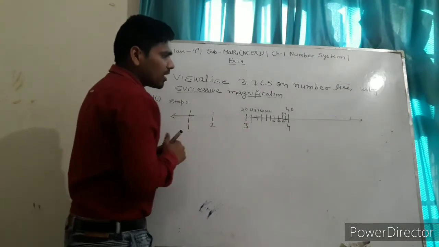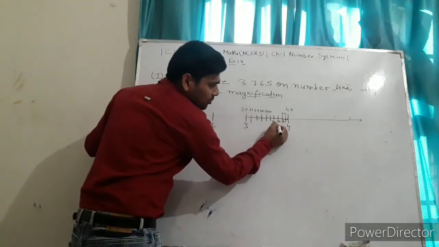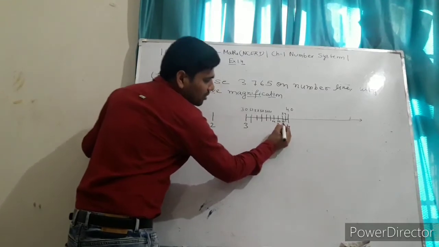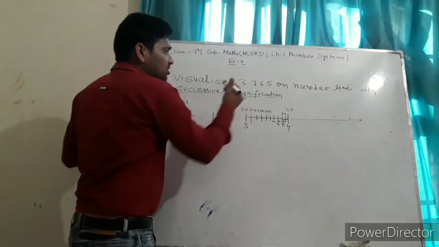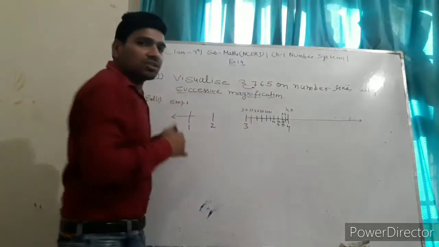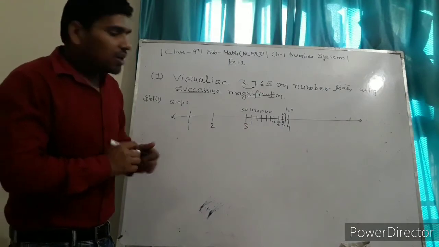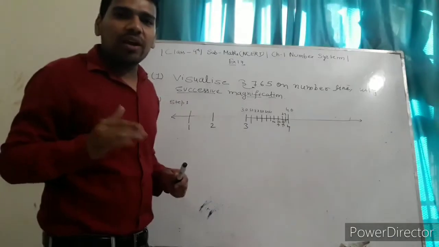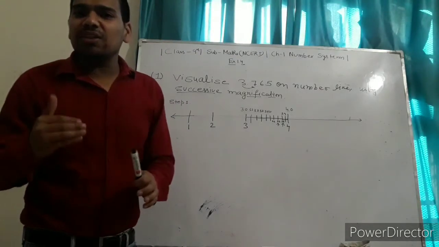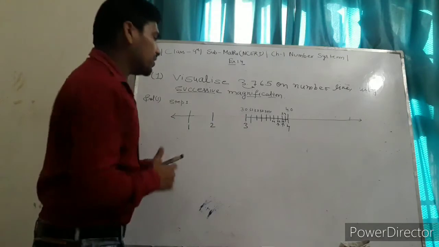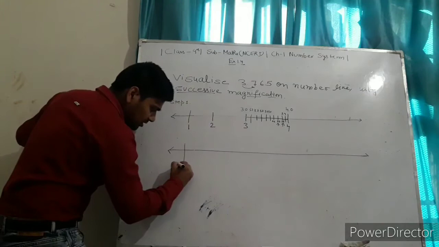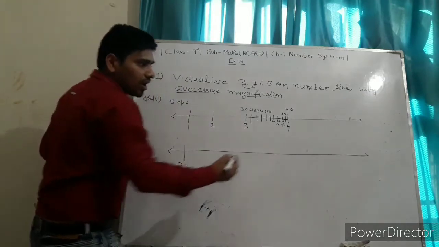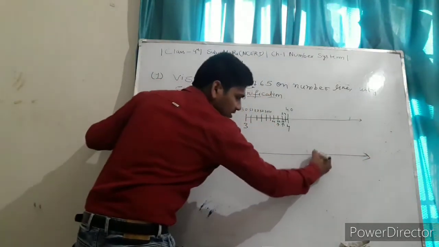Now the number we have lies here: this is your 3.7 and this is your 3.8. This is 3.7 something, so it is more than 3.7 but less than 3.8. It will lie between 3.7 and 3.8. So I will write here, this is 3.7, and suppose this distance is 3.8.